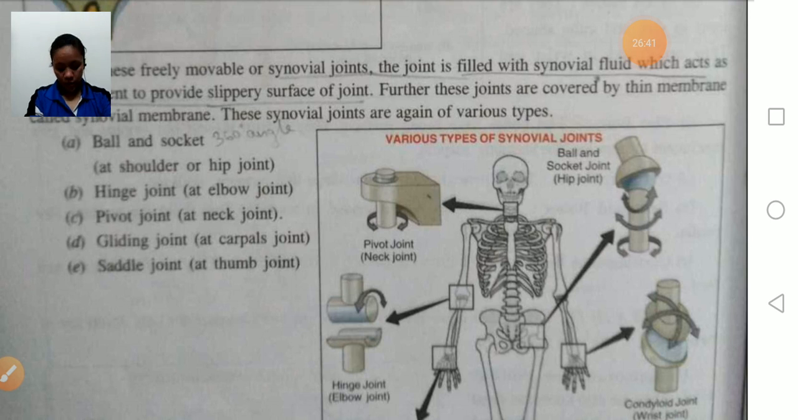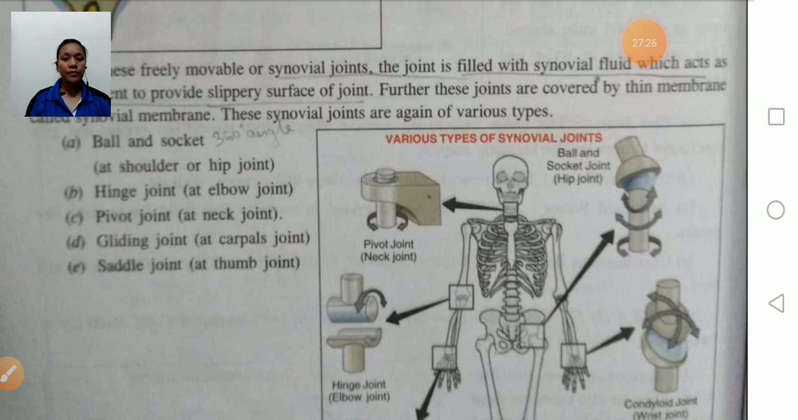Ball and socket joint is present at the shoulder or hip. Ball and socket joint provides you 360 degree angle movement. Hinge joint is present in the elbow. It provides forward and backward movement in one plane, for example in your elbow and your knee.